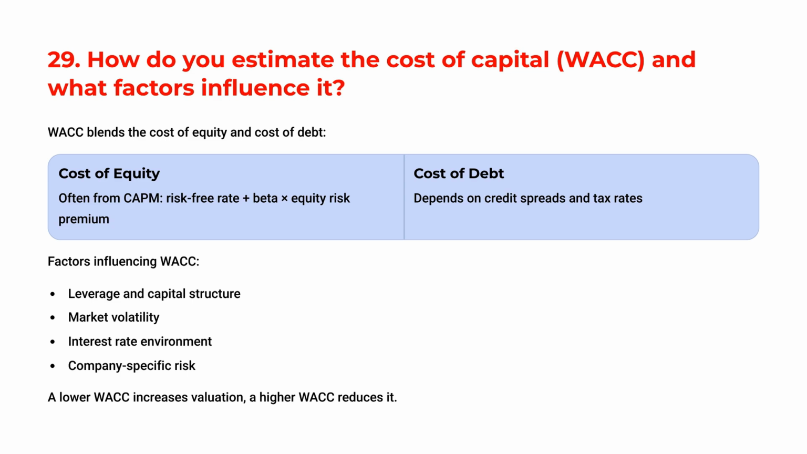How do you estimate the cost of capital, and what factors influence it? WACC blends the cost of equity and cost of debt. Cost of equity often comes from CAPM, risk-free rate, beta, and equity risk premium. Cost of debt depends on credit spreads and tax rates. Factors influencing WACC include leverage, market volatility, interest rates, and company-specific risk. A lower WACC increases valuation. A higher WACC reduces it.